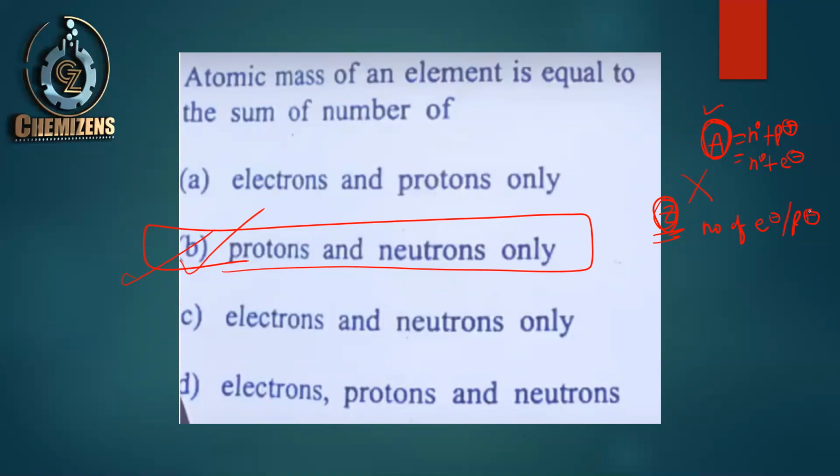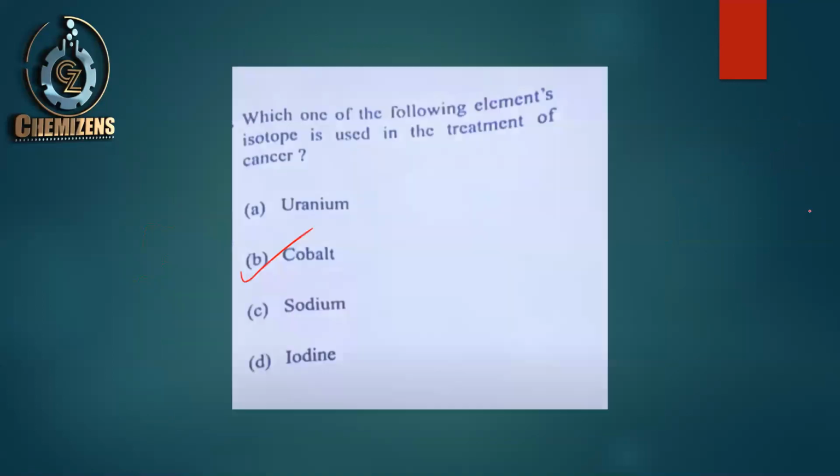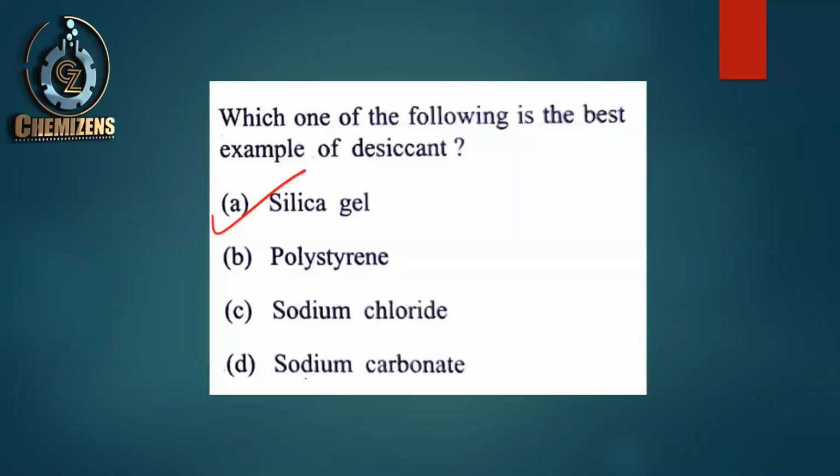Now moving on to the next question, we have which isotope is used for the treatment of cancer. So basically for treatment of cancer we have cobalt. And other isotopes are important as well. If you look at it, uranium is used in nuclear reactors. And iodine is used in the treatment of goiter.